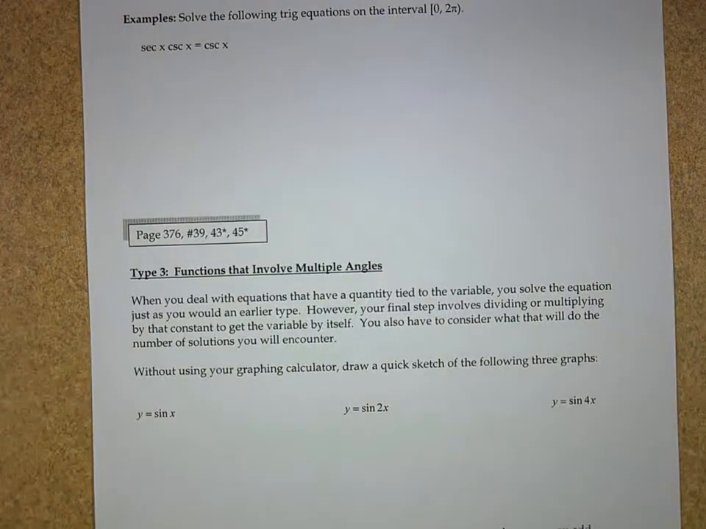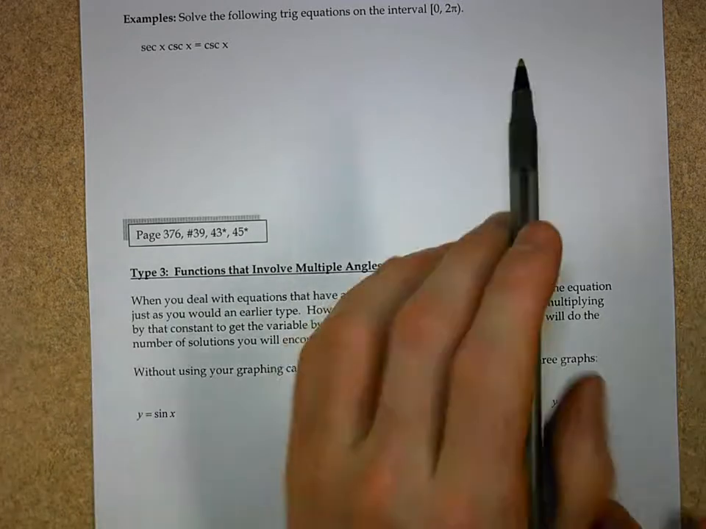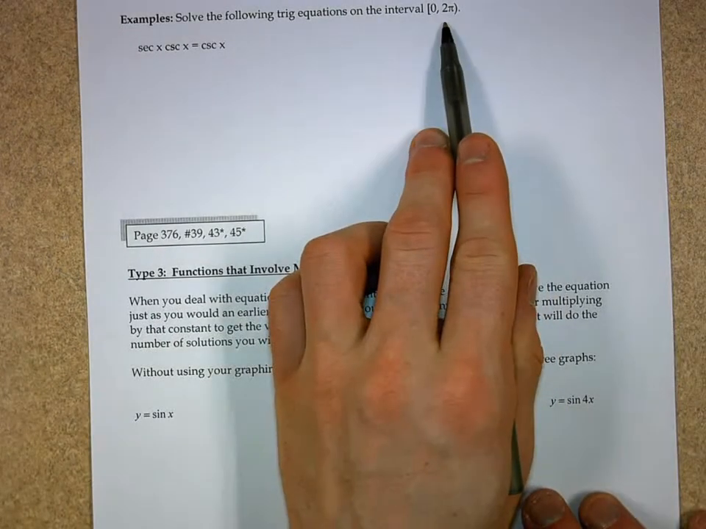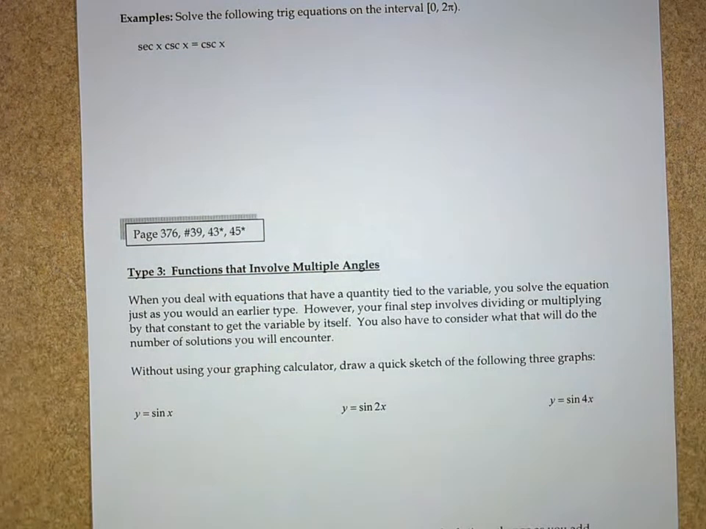So here's an example of solving the following trig equation on the interval from 0 to 2 pi. Notice how this says 0 to 2 pi here, so I don't have to include every single plus 2 pi n. I only want my original solutions. So let's work through this one. Secant of x cosecant of x is equal to the cosecant of x.